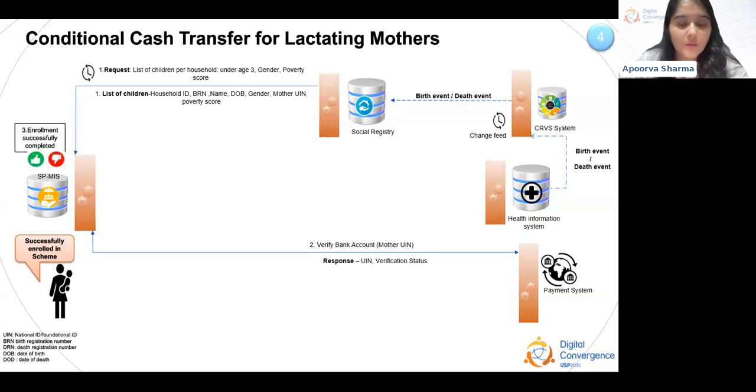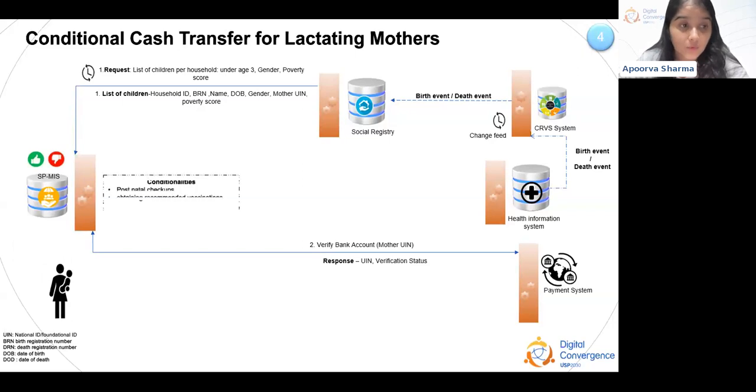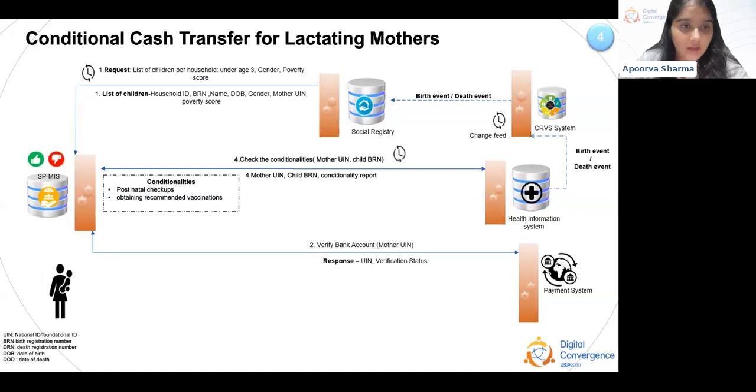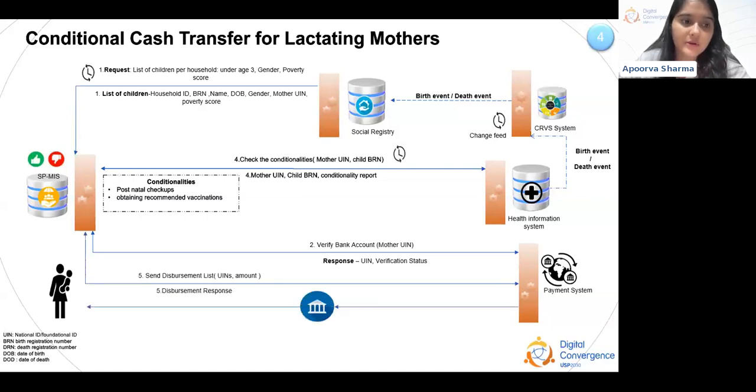Before disbursing the benefits, SP-MIS retrieves a report on certain conditionalities, such as postnatal checkups and vaccinations, by sending the mother's unique identification number and child's birth registration number to the health information system. The health information system then returns the conditionality report. Based on this information, SP-MIS makes a decision and provides the payment to the lactating mother for the child. With this, we conclude the discussion on the use cases.